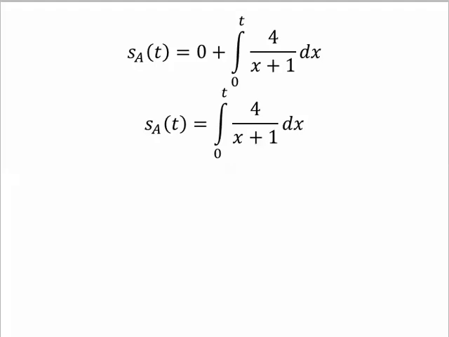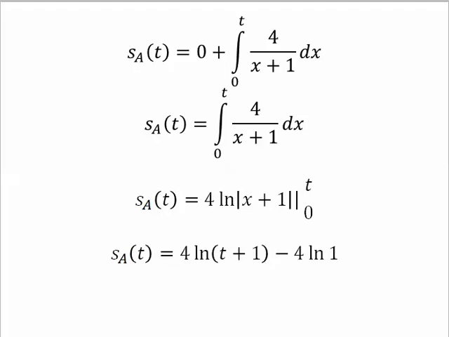Integrating, we're going to have 4 ln, and then evaluate. Evaluate at t, and then subtract the evaluation at 1. Now the log of 1 equals 0, so that's just going to fall out. And this is Alicia's position function.